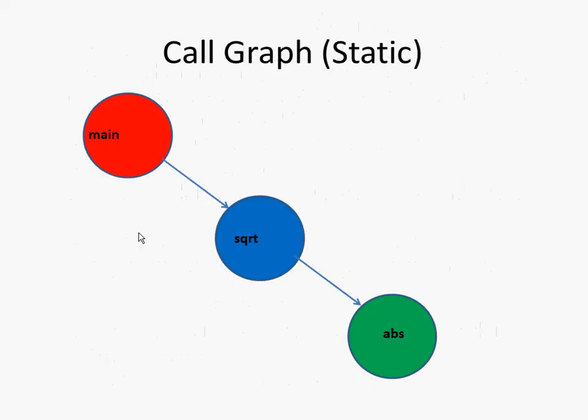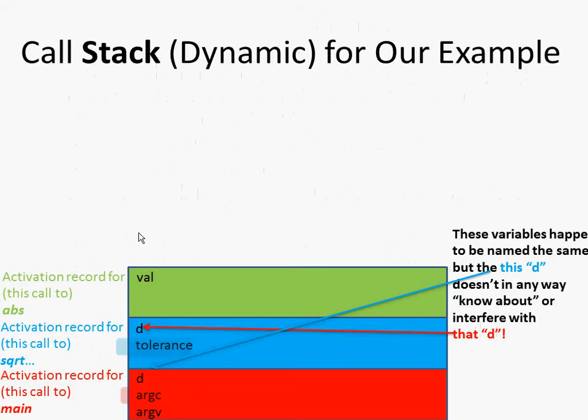So what is this call stack? Here we have main calling square root, calling abs. This is actually the call graph. So we say main has within it a call to square root, right? And square root has within it a call to the abs function. Great. Okay. Now, when we actually go and call these things at runtime, when one is actually calling the other, this is what happens. We have a call to main.